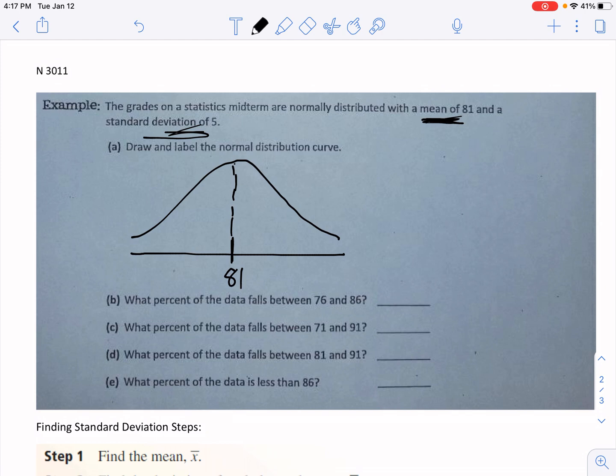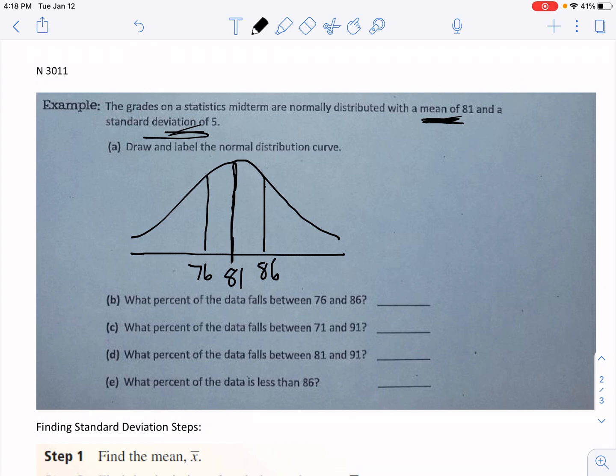So 1 standard deviation away, maybe I just need to make a straight line here since it's not going very well. There we go. 1 standard deviation away in the positive direction is going to be 5 more away from the mean. So 81 plus 5 is 86. So 1 standard deviation away from 81 is 86. Going in the negative direction, we're just going to take 81 and subtract 5. So what's 5 away in the negative direction? Well, 81 minus 5, we get 76. Okay, so that would be 1 standard deviation away in the negative direction.